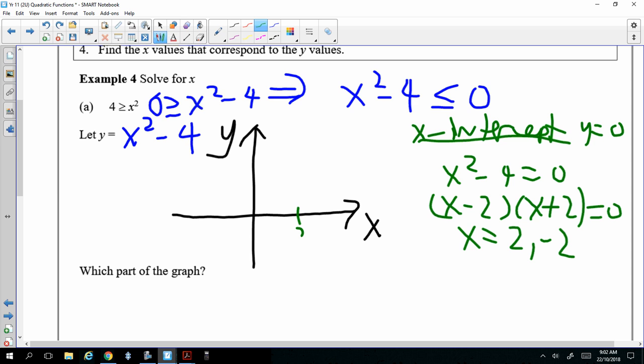And the parabola is concave up. That's it. That's all you have to do. So your first step is to draw it. Okay? Alright, so draw the parabola.